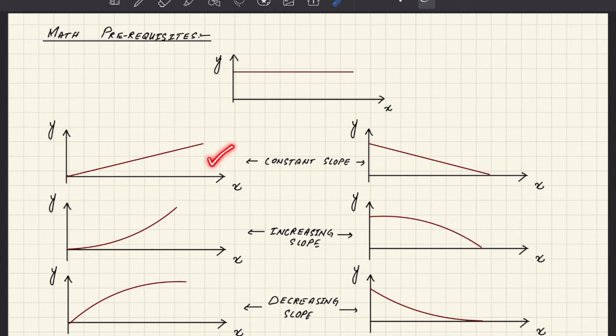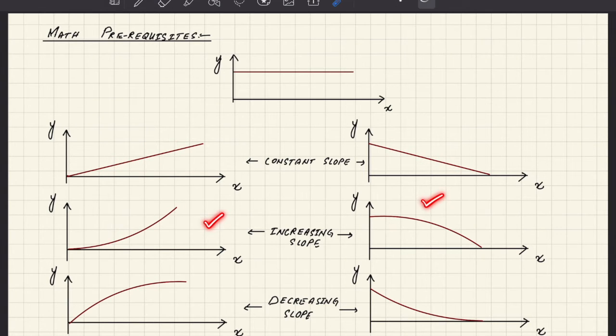When I look at these two graphs, in one graph, the value of y is increasing, and in the other graph, the value of y is decreasing. But since it is a straight line graph, I can say its gradient or slope is constant. So here we have a constant positive slope, and for this particular graph, we have a constant negative slope.